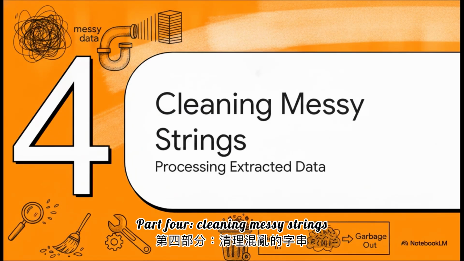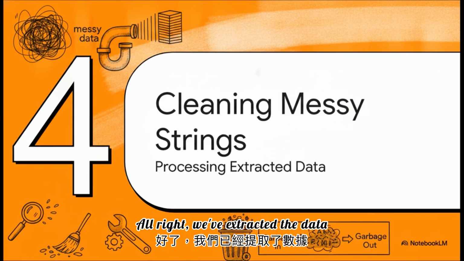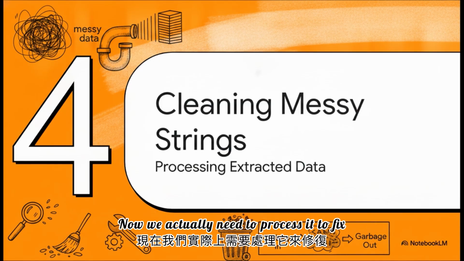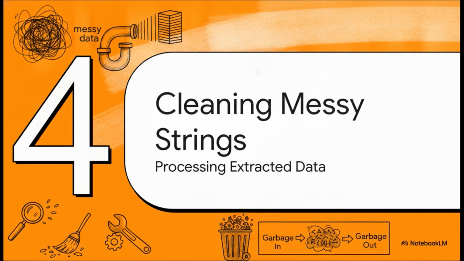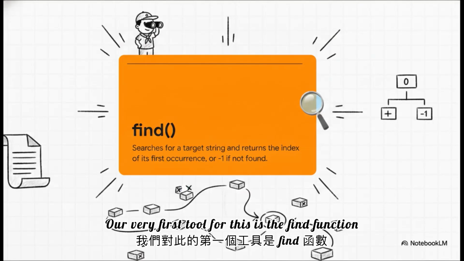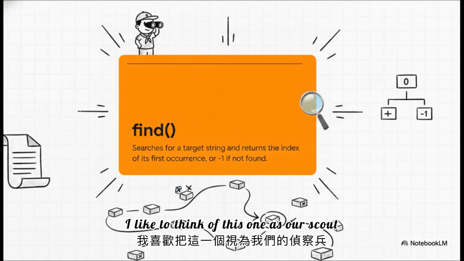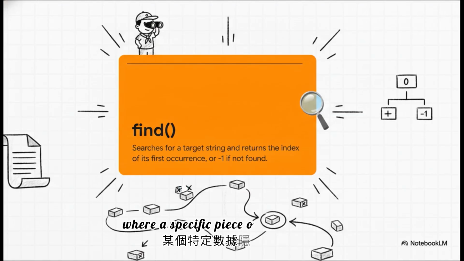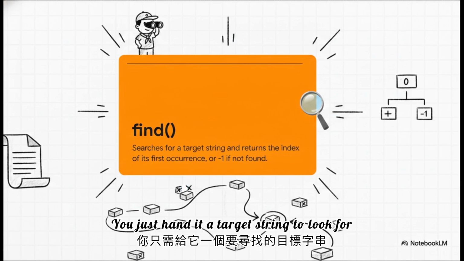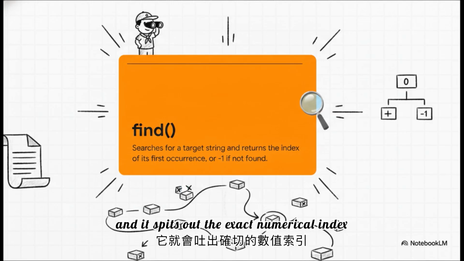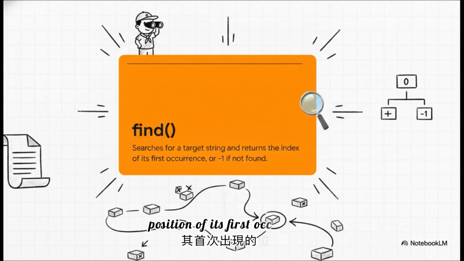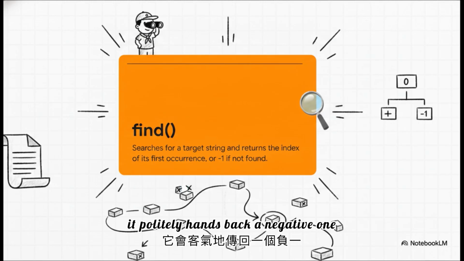Part 4, cleaning messy strings. All right, we've extracted the data. Now we actually need to process it to fix that whole garbage in, garbage out problem. Our very first tool for this is the find function. I like to think of this one as our scout. We use it to pinpoint exactly where a specific piece of data is hiding inside a larger string. You just hand it a target string to look for, and it spits out the exact numerical index position of its first occurrence. And if the target isn't in there at all, it politely hands back a -1.